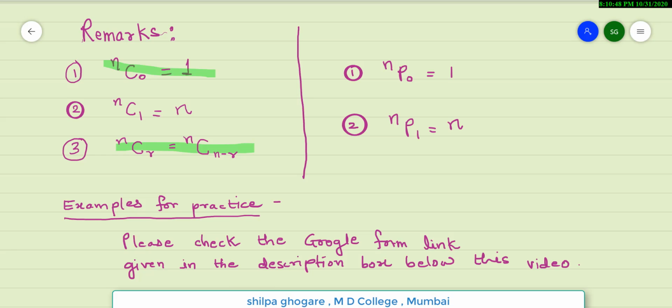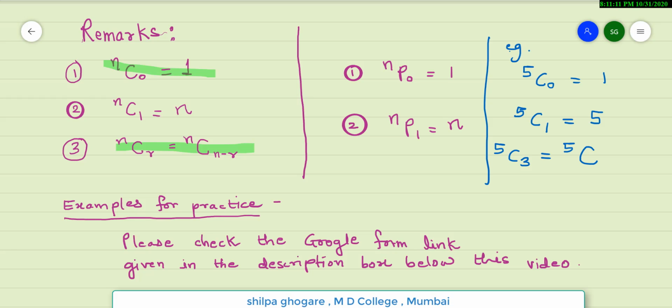So using these remarks, one can say that, let us say 5C0, the answer is going to be 1. So these are a few examples I am discussing. Or if you have 5C1, then the answer is 5. If you have 5C3, then it is the same as 5C(5 minus 3), that is 5C2. So 5C3 and 5C2 are the same, using the third remark over here.